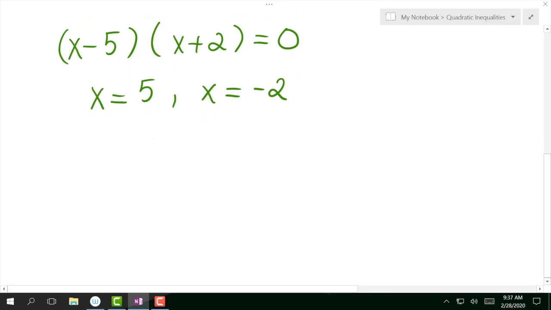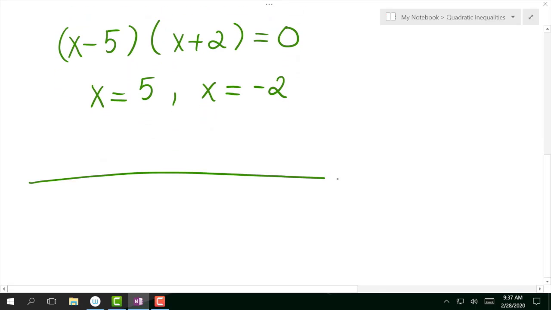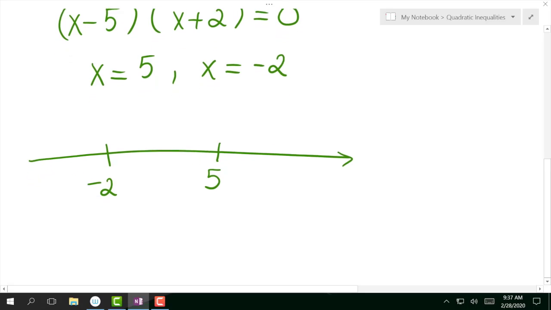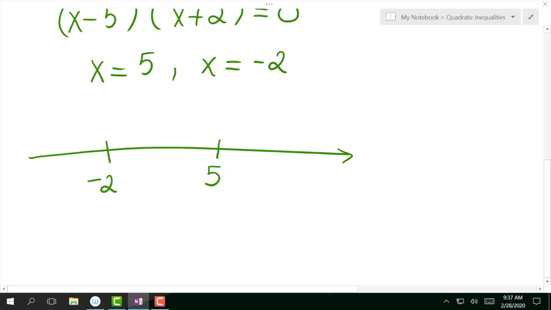These two numbers will split the number line into 3 intervals: x less than negative 2, x from negative 2 to 5, and x greater than 5. Step 4 is to check the sign of each interval. Pick any number within those 3 intervals. For example, I will pick negative 3, 0, and 6.